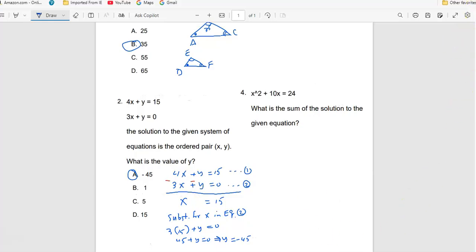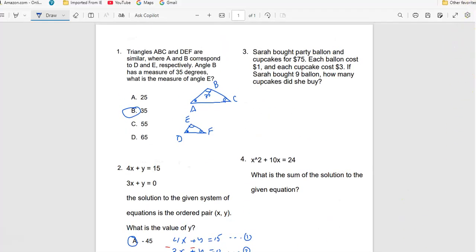And for the next one, number 3, the problem says Sarah bought party balloons and cupcakes for $75. Each balloon costs $1 and each cupcake costs $3. If Sarah bought 9 balloons, how many cupcakes did she buy?